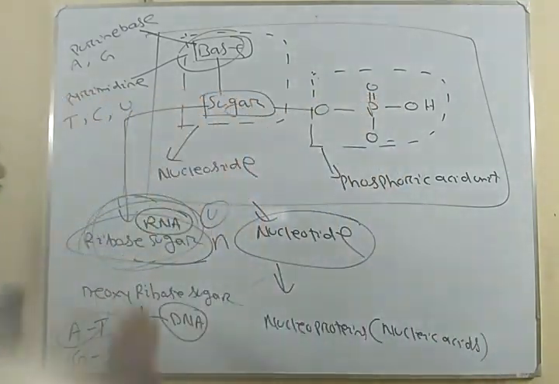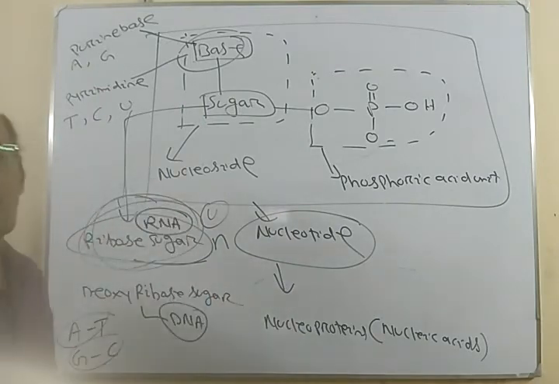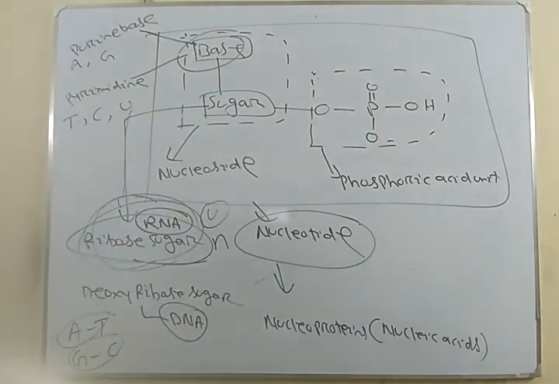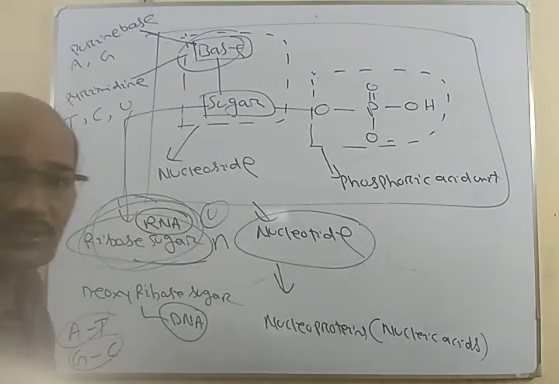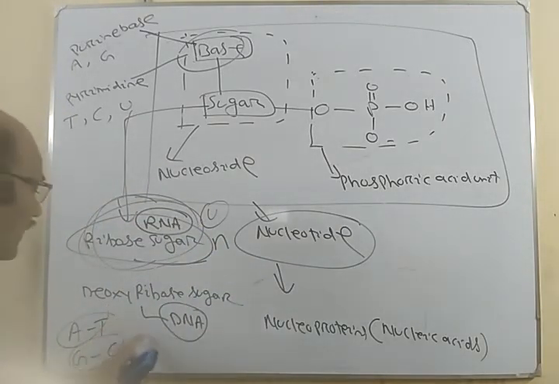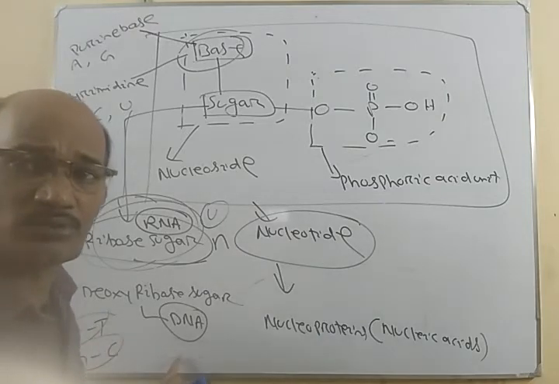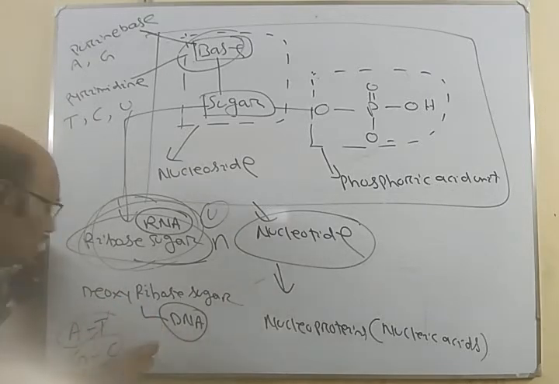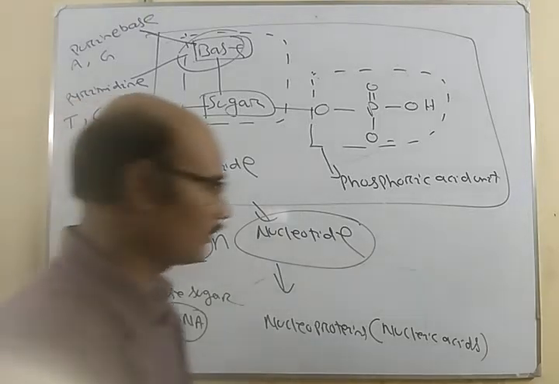So we have two kinds of nucleic acids, DNA and RNA. RNA is the ribonucleic acid, containing the ribose sugar and the uracil base. And DNA is the deoxyribonucleic acid, and that contains the deoxyribose sugar and the base. Now this is your double strand. Two strands are there. One is A, T, other G, C. So adenine to thymine and guanine to cytosine.